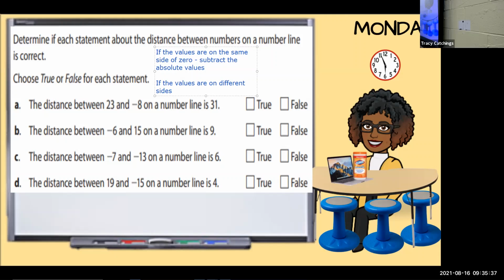If the values are on different sides of zero, we're going to add the absolute values.